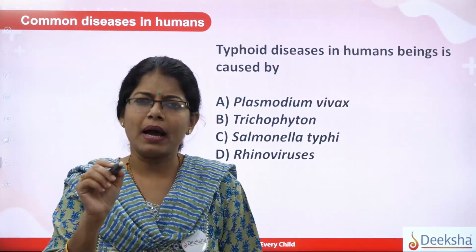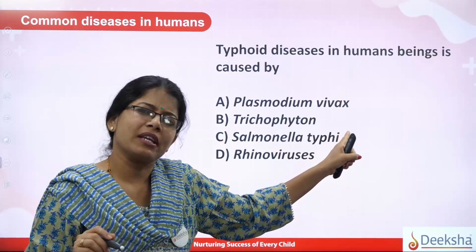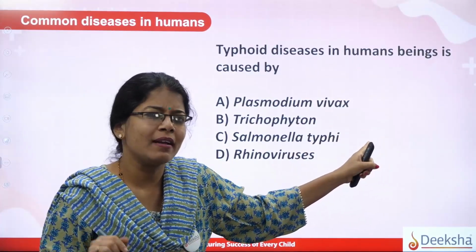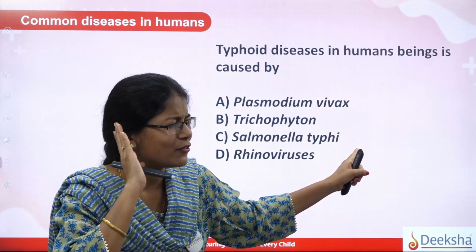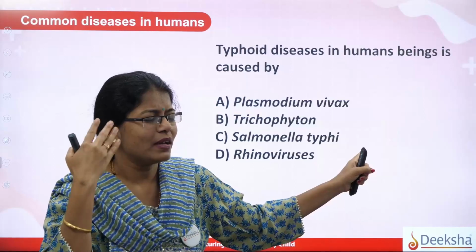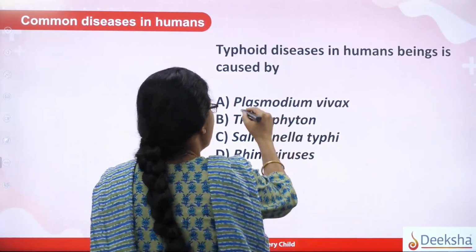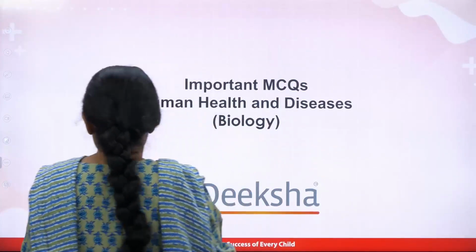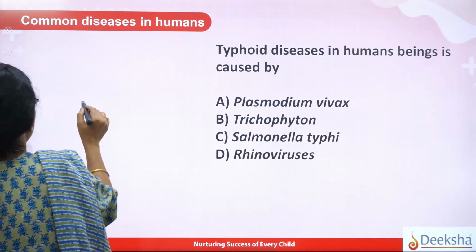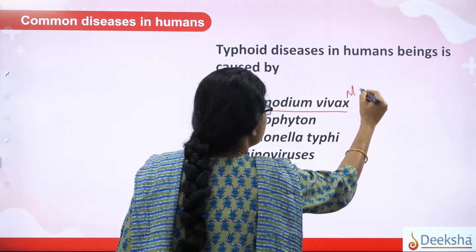Now you may have some idea about this. Plasmodium vivax, which organism is it and what disease does it cause? Can you give me some hint students? Plasmodium vivax. In the name Plasmodium you can find the meaning. Yes, this is the one which causes the disease malaria, right? So Plasmodium vivax causes malaria.